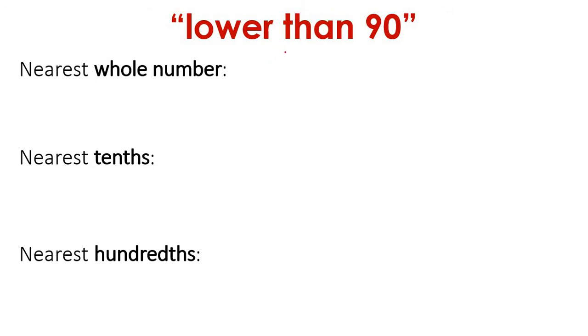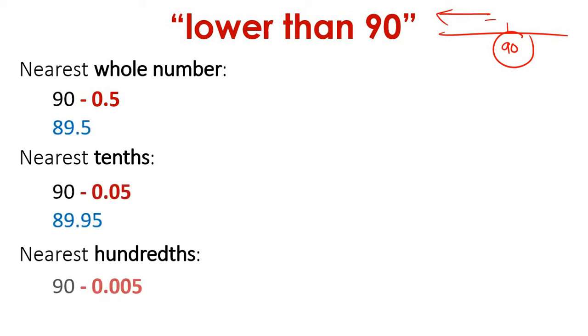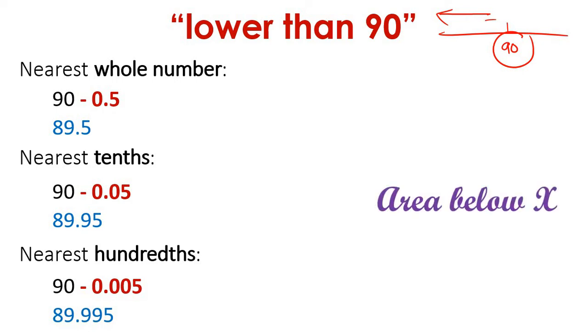How about lower than? This is the exact opposite. So if we have 90, it will again not be included, and we want the area lower than 90, or to the left of 90. Hence, we're going to subtract. So if you can identify the logic here, whenever we want the area above, we add. But if we want the area below, we subtract. So if it is again the nearest whole number to be rounded off, we are going to subtract 0.5, 0.05 if nearest tens, and 0.005 if nearest hundreds. And when we say lower than 90, we are talking about the area below x, or the score.